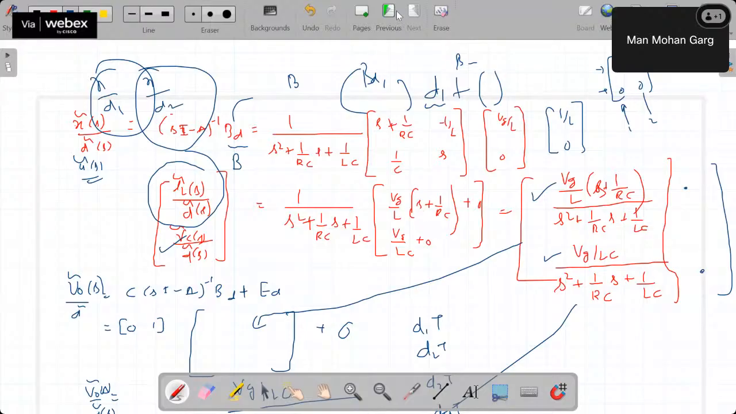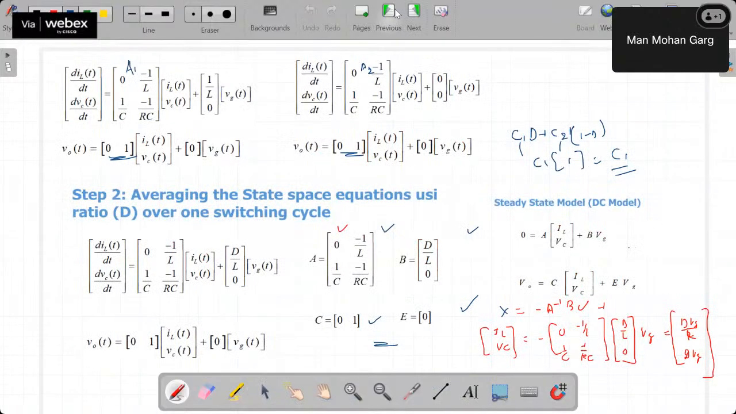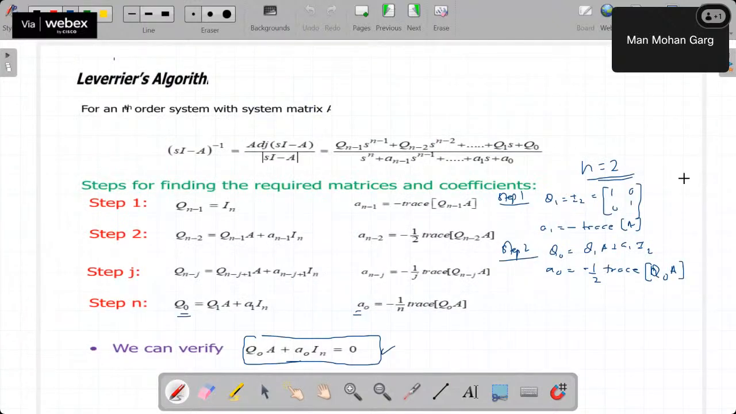Yes, this one. So if it is fifth order, you just put n equal to 5. You need to follow 5 steps, and you will get it.